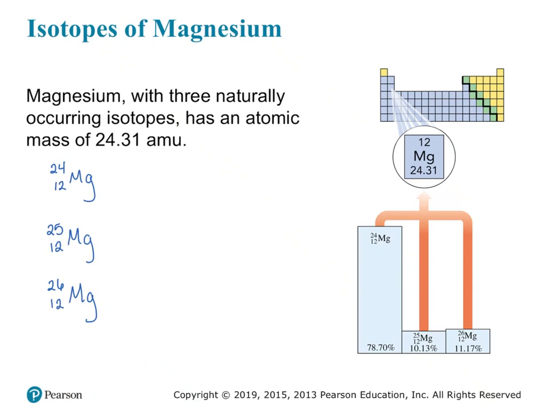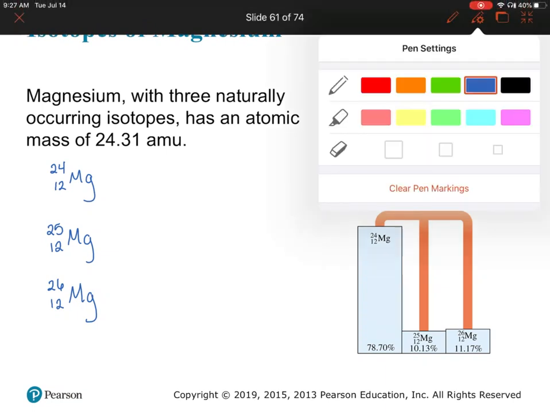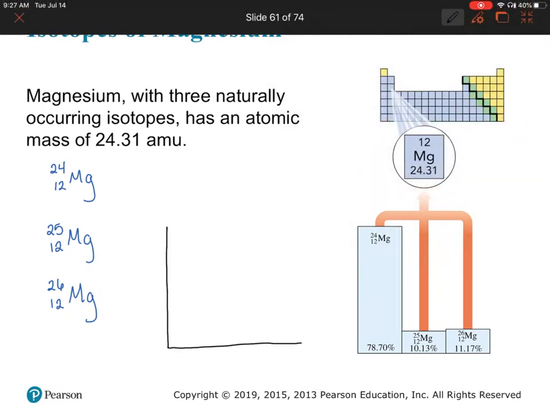So how did scientists figure out that there are these 3 isotopes? Well, there are different ways that you can determine the different isotopes for an element. One way is to use something called a mass spectrometer. And mass spectrometers will separate atoms based on mass. And what you end up with is a graph of mass versus percent abundance.